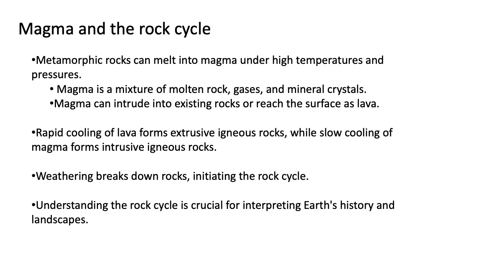Alternatively, if magma remains trapped beneath the Earth's surface, it cools slowly, allowing larger mineral crystals to form. This process results in intrusive or plutonic igneous rocks, such as granite, diorite, and gabbro. The size and arrangement of mineral crystals in these rocks depend on the cooling rate, with slower cooling allowing for the growth of larger crystals.